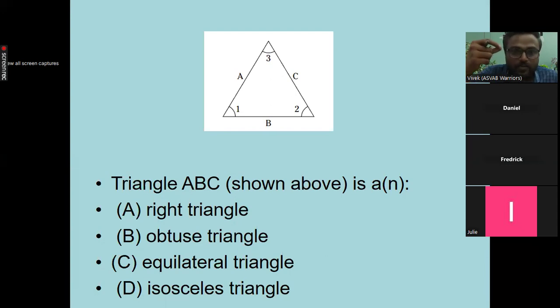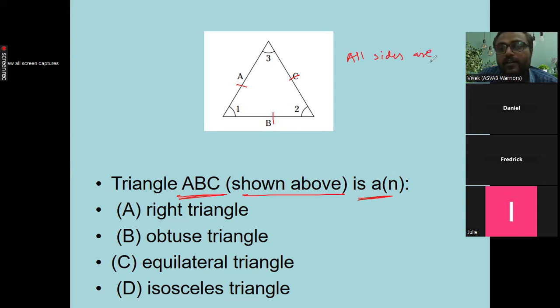Let us try to understand what it says. Triangle ABC shown above is what exactly? If I observe carefully, these sides look equal to each other. And what did we know? All sides are equal. What does that mean? It's an equilateral triangle. So option C is correct.